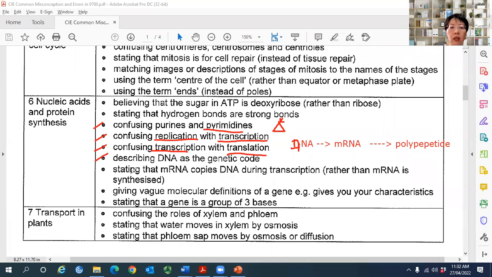Okay, describing DNA as a genetic code. DNA is not genetic code. Genetic code is the triplet codon, right? The triplet code in DNA, right? The 3 bases coding for one amino acid is called a genetic code.